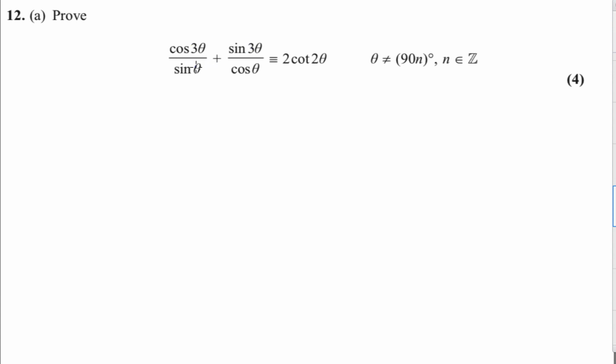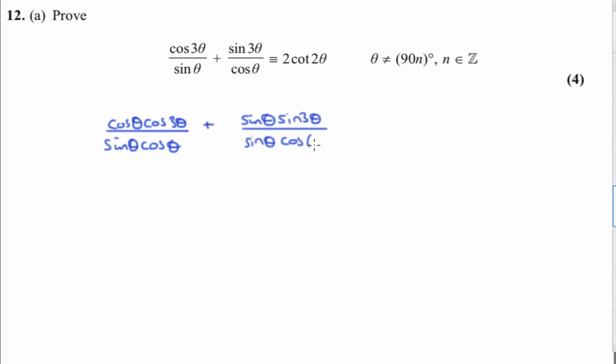asks us to prove that cos 3 theta over sine theta plus sine 3 theta over cos theta is equal to 2 cot 2 theta. We're adding two fractions together here, so let's just add the fractions and see what happens. I'm going to times top and bottom here by cos theta, times top and bottom here by sine theta. So that's going to give us cos theta cos 3 theta over sine theta cos theta plus sine theta sine 3 theta over sine theta cos theta.